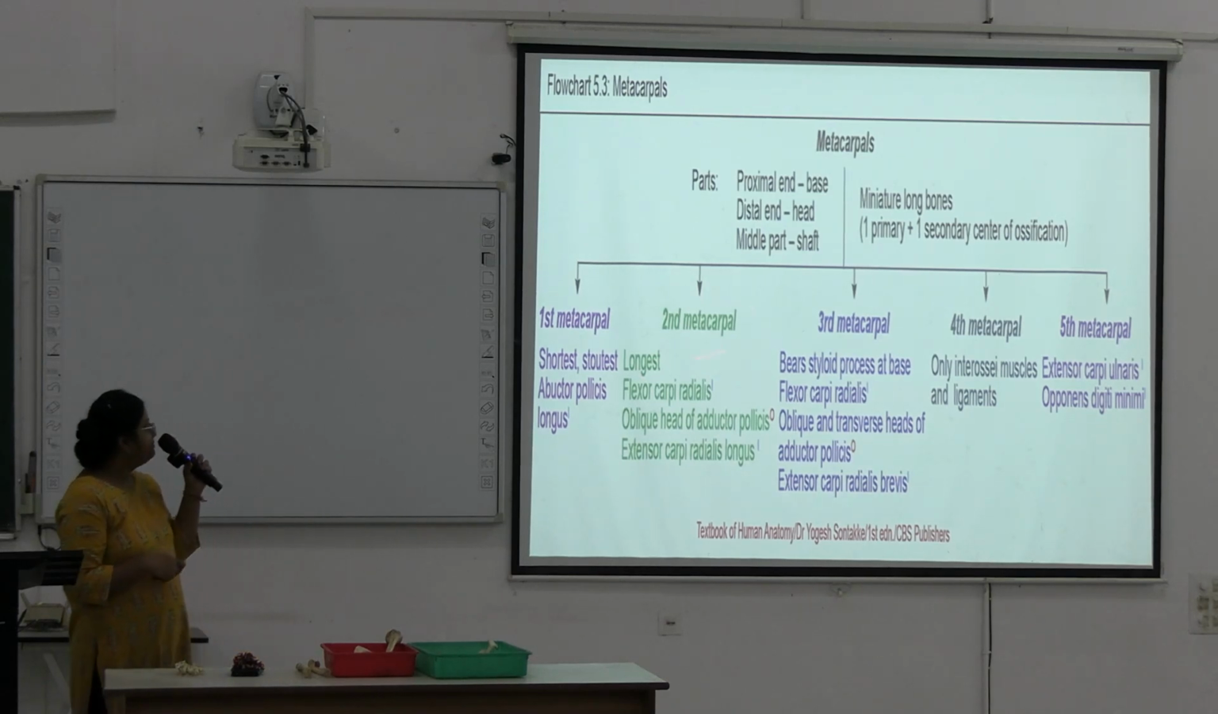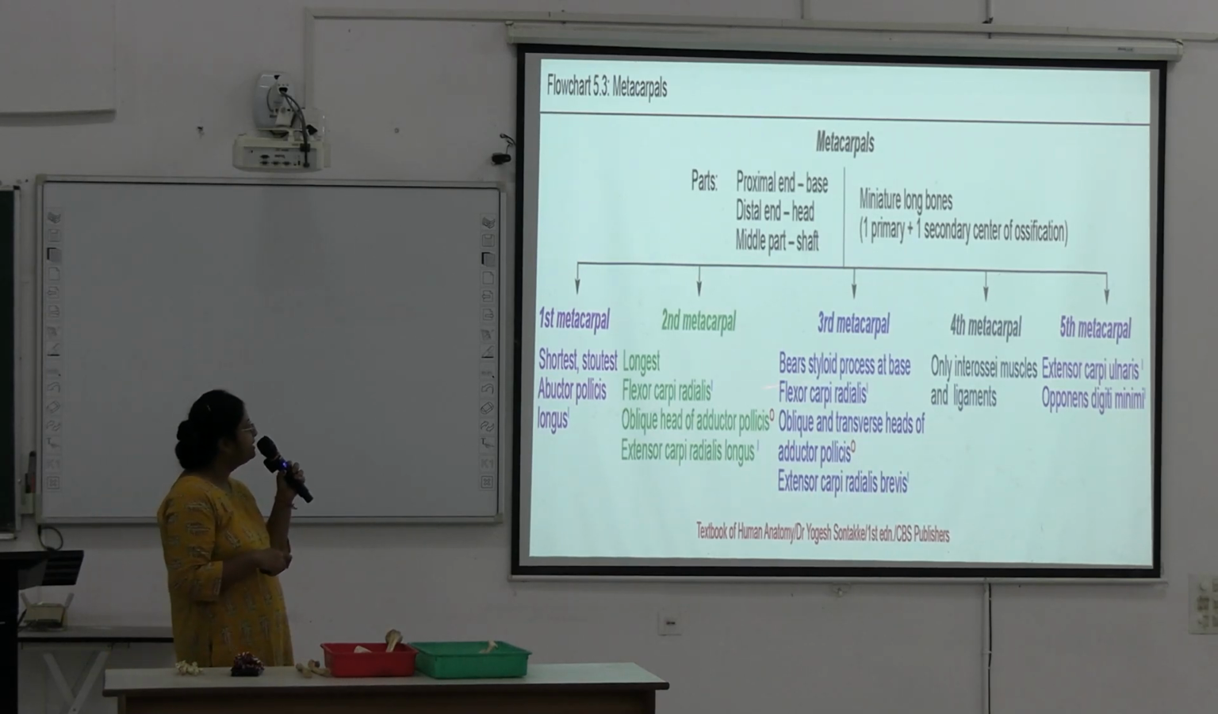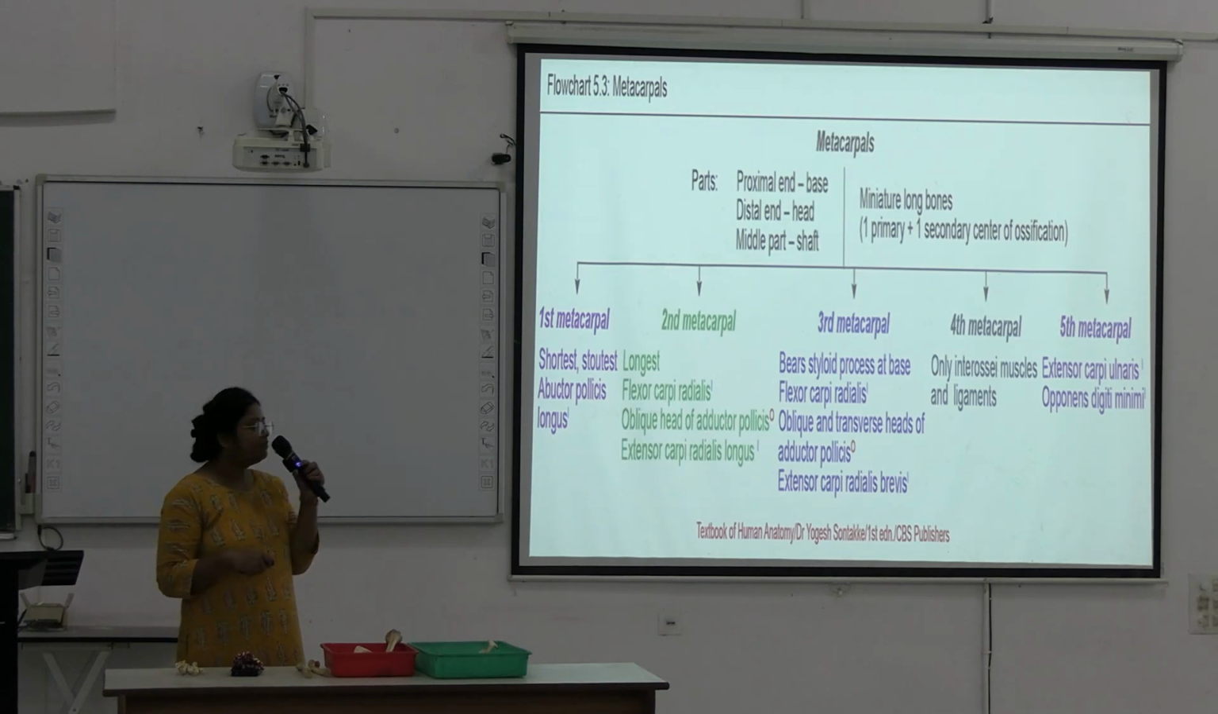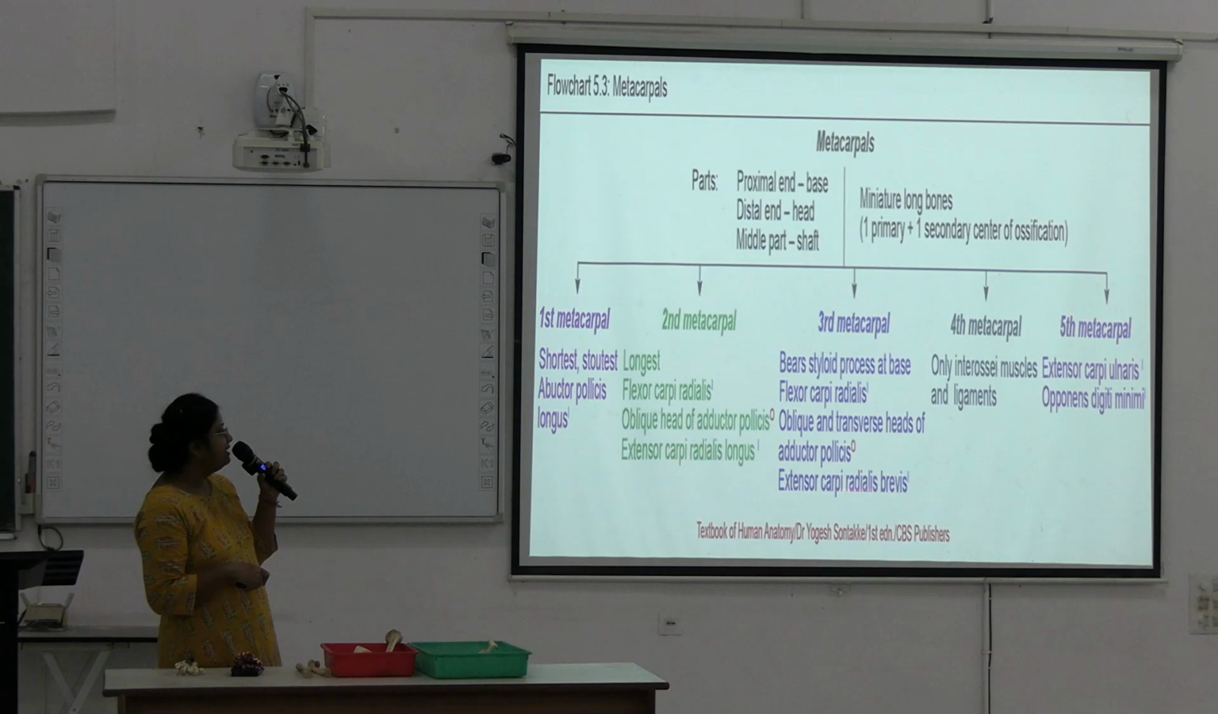Okay, and on the second metacarpal, here is the insertion of flexor carpi radialis, origin of the oblique head of adductor pollicis, and extensor carpi radialis longus insertion. The third metacarpal bears a styloid process at the base. A projecting process near the base is known as the styloid process. Here is the insertion of flexor carpi radialis, the oblique and transverse heads of adductor pollicis, and extensor carpi radialis brevis insertion.